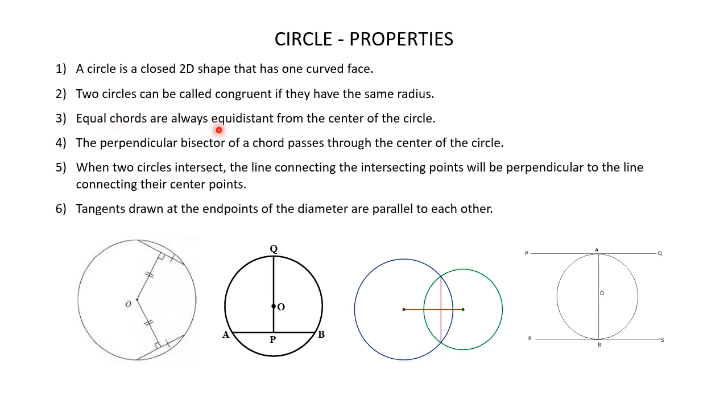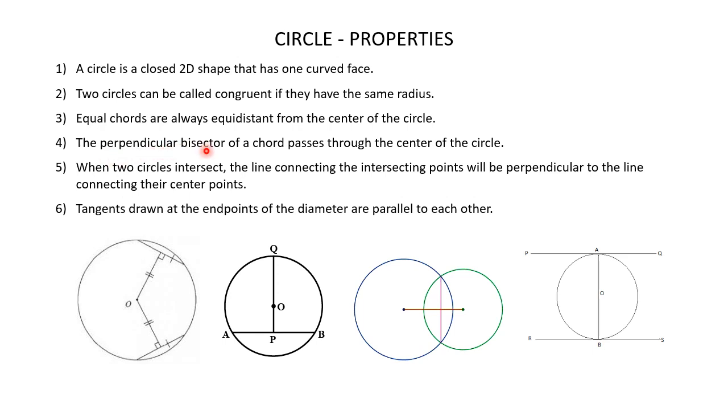Equal chords are always equidistant from the center of the circle. Now look at this diagram. These two are the chords, and this chord is equal to this chord. And as you can see here, the distance of this chord from the center of the circle is the same as the distance of this chord from the center of the circle. So equal chords are always equidistant from the center of the circle.